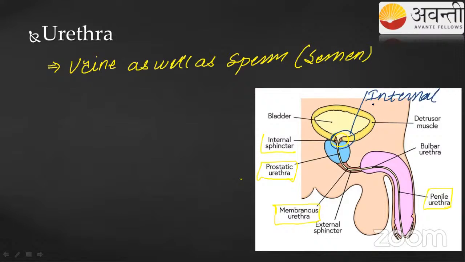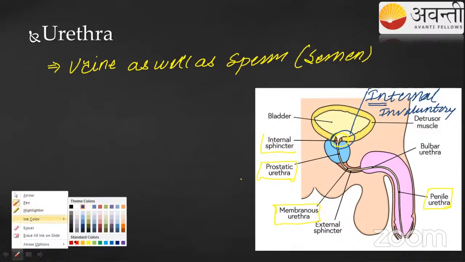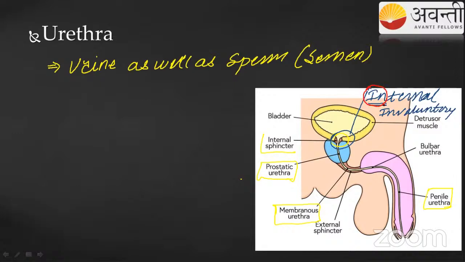The nature of the internal sphincter is involuntary. So please remember, which sphincter is involuntary? The internal sphincter. Please remember the word in: in means involuntary. That is the common thing in both involuntary and internal. You can see the external sphincter here, and this external sphincter is voluntary. We already discussed that in the last session.